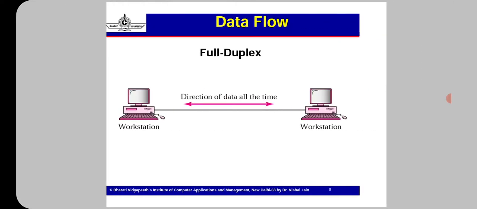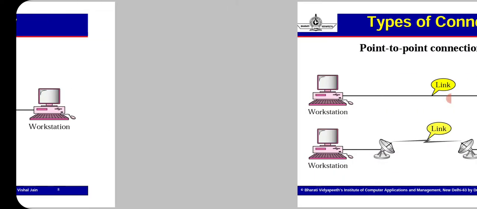Full duplex means, in full duplex mode, both the sender as well as the receiver can send and receive data or information at the same time. That is, data can be transmitted from sender to receiver, as well as from receiver to sender, at the same time, from one device to another device.